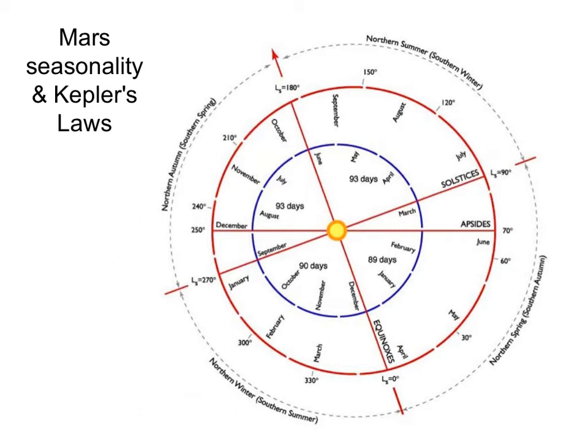As you decrease the eccentricity of an ellipse, eventually you get down to a point where the ellipse turns into a circle. Earth has a much more even, much more circular but not perfect circle orbit than Mars. Mars is much more elliptical.